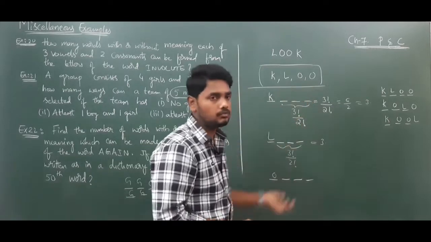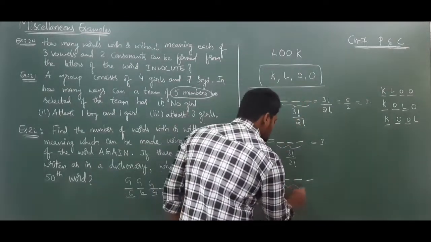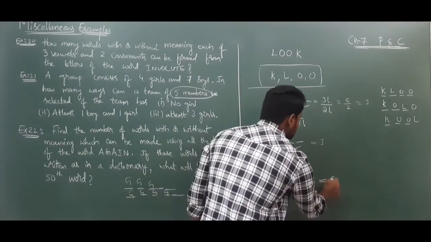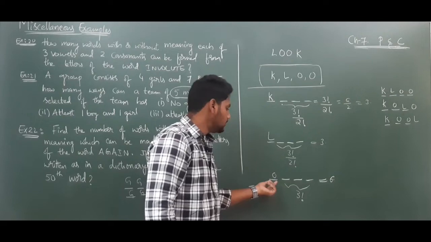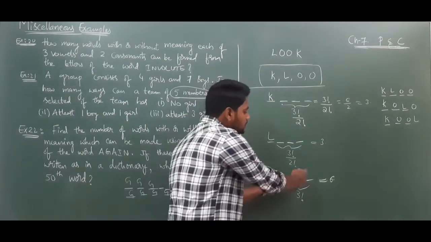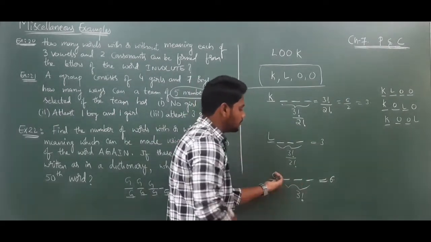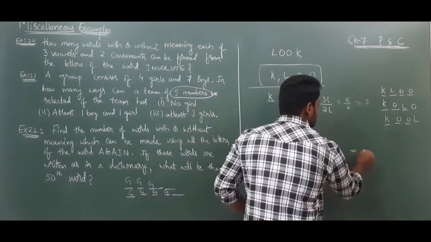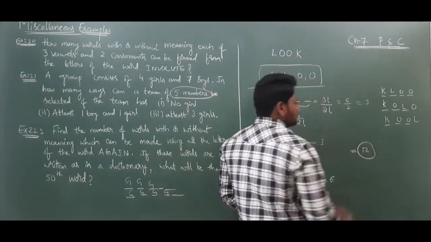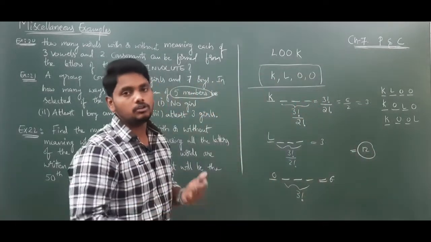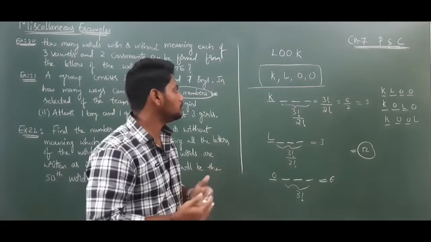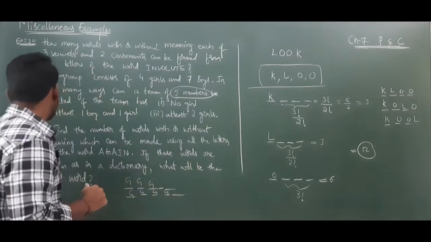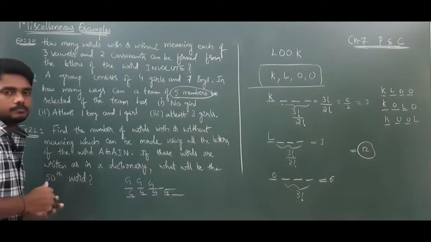Why? Because both are the same. If O is there, these 3 letters can be filled in 3 factorial ways only. Why not divided by 2? Because already one O is used here. So out of these 3, only one O is there, so no need to write the denominator. So only 3 factorial, nothing but 6. So 3 plus 3 plus 6 is 12, the number of words we can form with or without meaning, in terms of a dictionary order. So like this we will find the solution of example number 22.